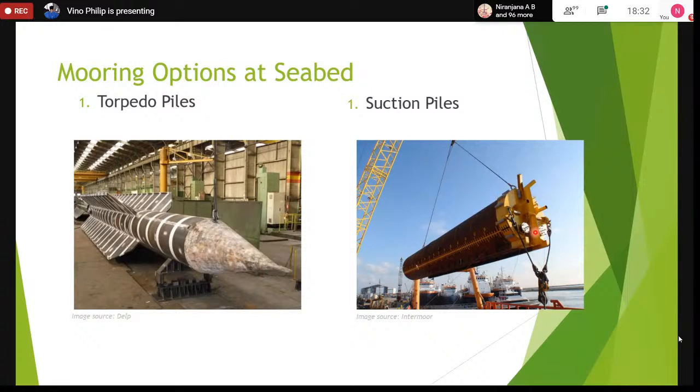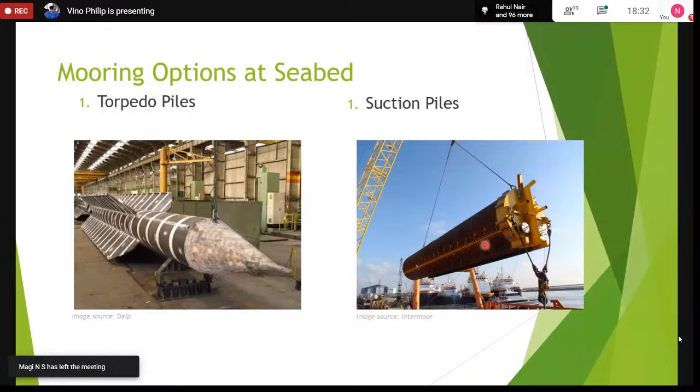You're sucking from out here, pulling the water out, and because you're pulling the water out, the weight of the water above it, the head of water above it, will keep pushing this pile further and further into the seabed. So you're creating a difference in the actual head inside the pile versus outside the pile. And because of that, it will keep pushing it further and further into the seabed.